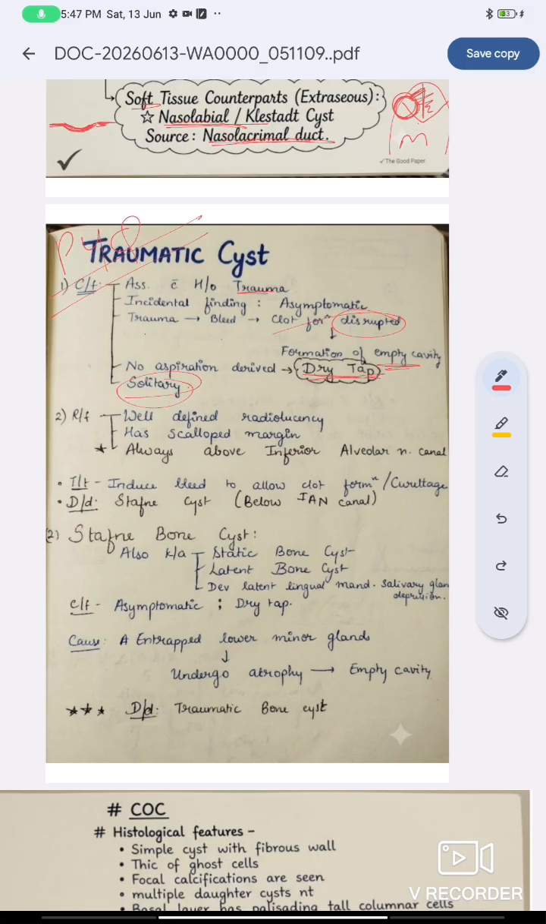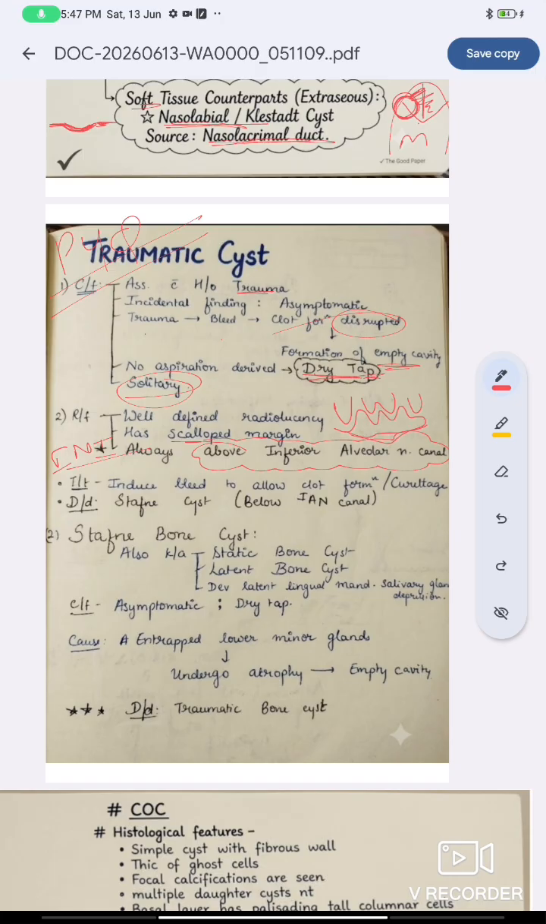Radiographically, it has a scalloped margin and is always above the inferior alveolar nerve canal. It is very important. It was asked in INI-CET 2025 November attempt. So traumatic cyst always tends to follow the root outline. So it will have an outline like this.